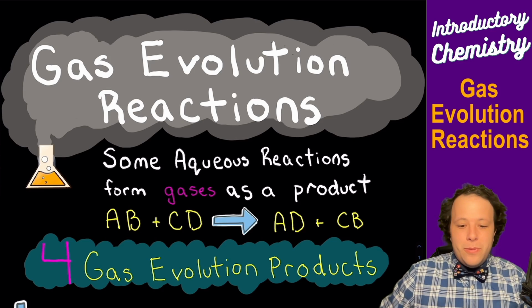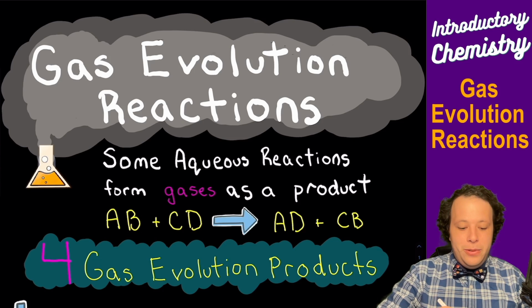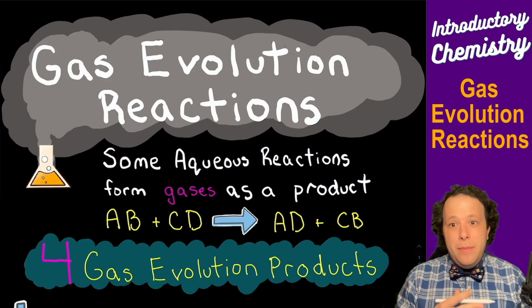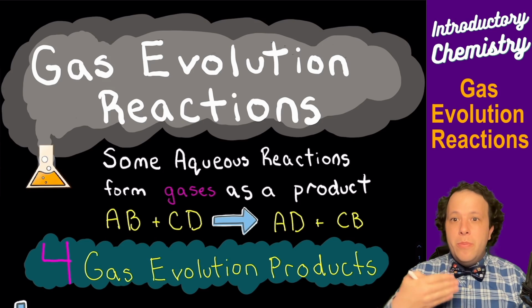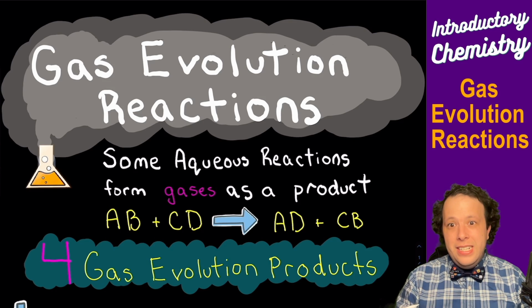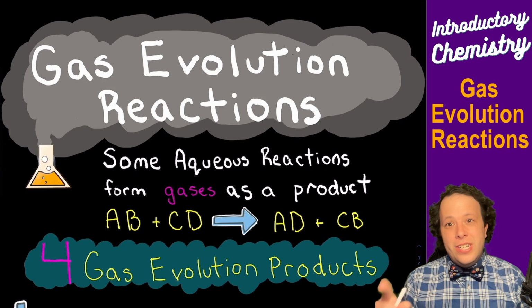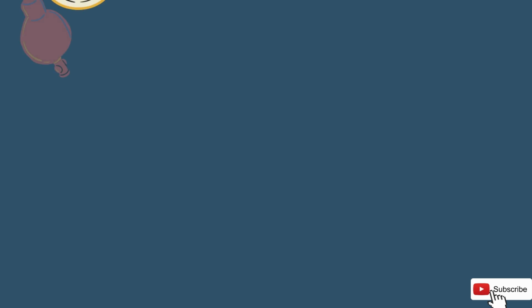On top of that, they're going to be in the identity of a different type of compound. So we're mainly going to be looking at these different double displacement reactions, AB plus CD style reactions, and we're going to be looking at four main gas evolution products. We're going to go through multiple different types of examples to show how we can see these and how we can predict them for chemical reactions found in your introductory chemistry class.